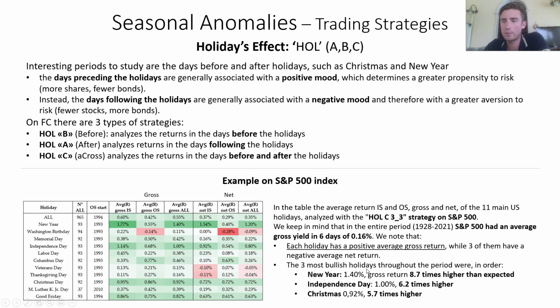This is a perfect example of anomalies, because remember that the average gross return in S&P 500 in 6 days was 0.16%. These trading strategies hold the position 6 days, so it is the same period, same 6 days. But 1.4% is 8.7 times higher than expected. 1% of Independence Day was 6.2 times higher than the average. And finally, Christmas, 5.7 times greater than average.